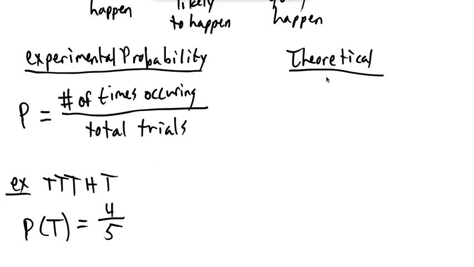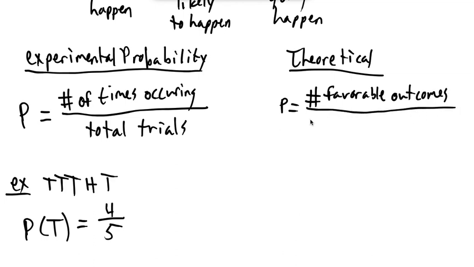Whereas a theoretical probability is going to be the number of favorable outcomes, or the number of outcomes where you win, and we're going to divide that by the total number of outcomes. And remember, an outcome is just one of the possible things that you could get out of any trial.